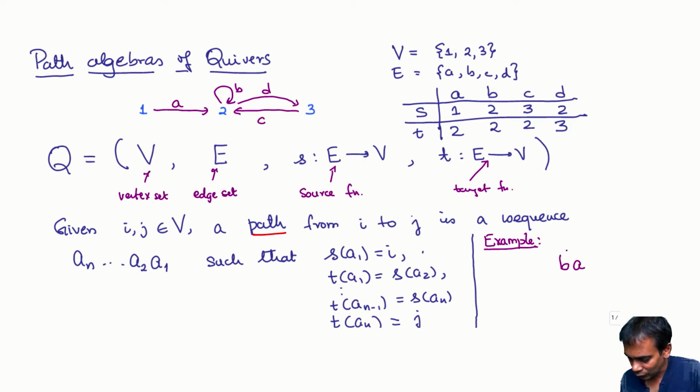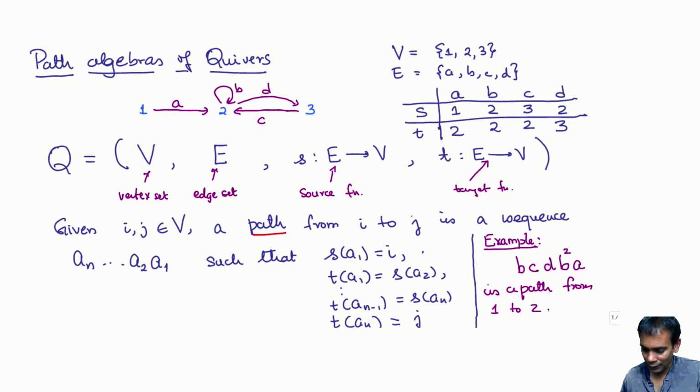I'll do B again. So I'll write it as BB, but I'll write it as B squared. That's the usual convention. Then I can go to 3 using D. And then I can come back to 2 using C. And then I'll do B again and end up at 2. So this is a path from 1 to 2.